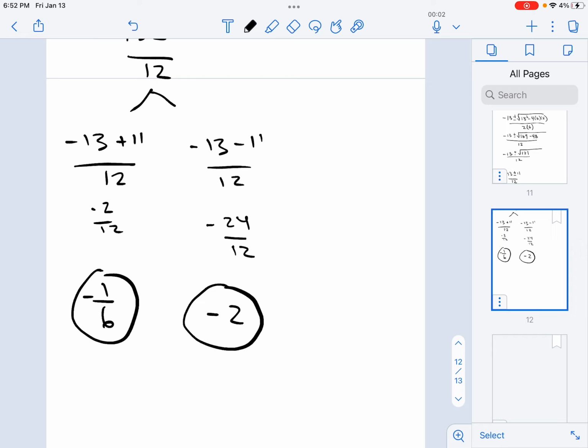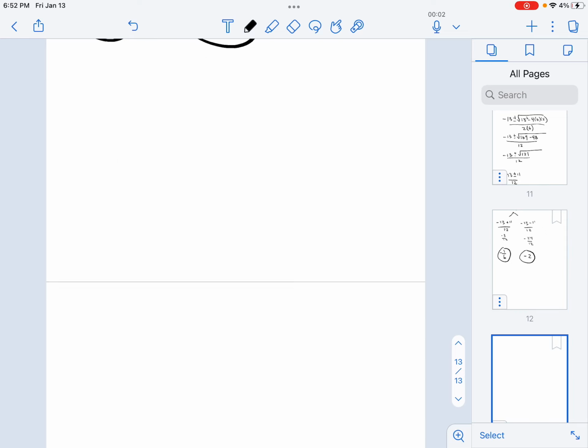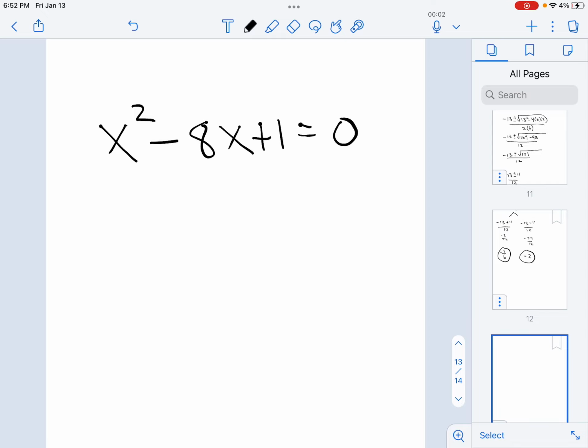Okay, let's do another one. X squared minus 8x plus 1. Now this one's got a little bit of extra work at the end, so I want to do this one, and then I'll give you one last one to try.